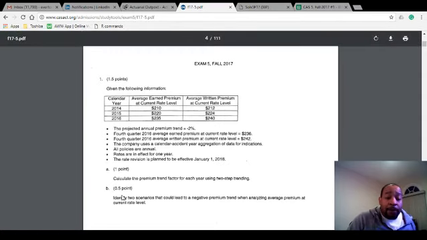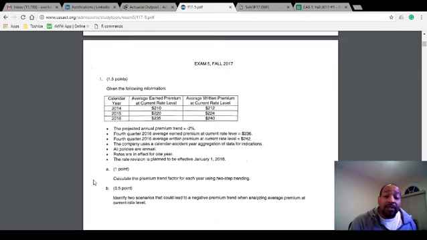The second portion of this question just says, identify two scenarios that could lead to a negative premium trend when analyzing average premium at current rate level. So this really isn't directly related to the numbers here, but I think it's just testing whether or not you understand pretty much what you're doing. It's just asking you, hey, give me a couple of scenarios that would account for a negative premium trend. An improper answer would be like competition from another insurer or anything like that. A proper answer would be pretty much anything that would account for a rate decrease.